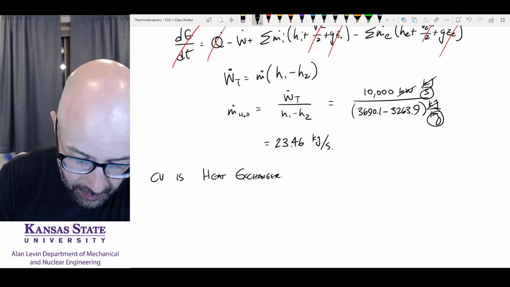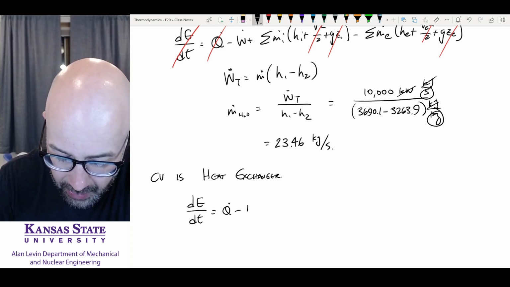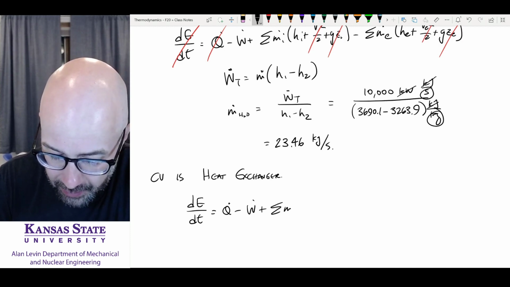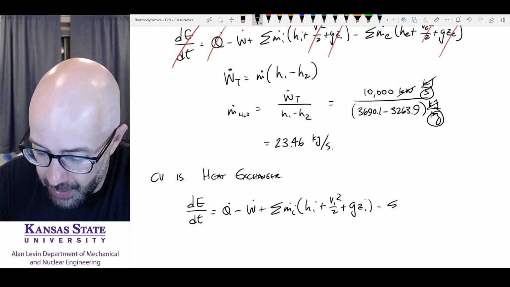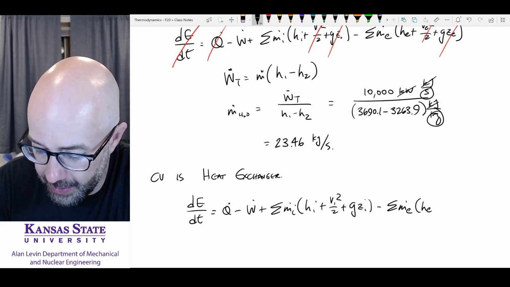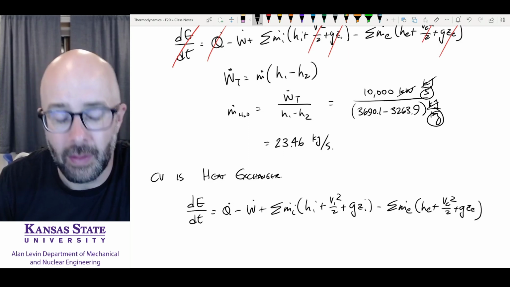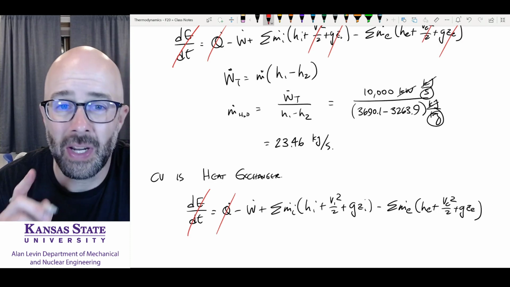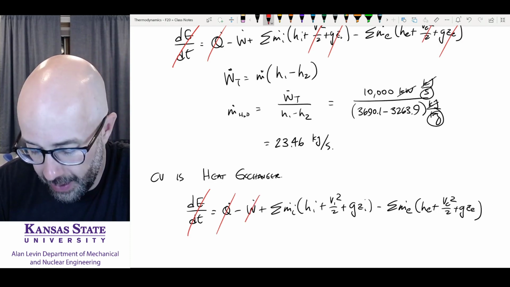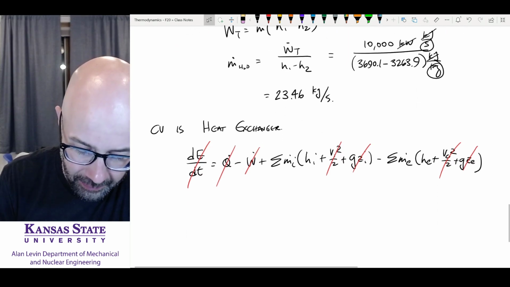What is that going to show us? So we're going to say that the change in energy of the control volume with respect to time is equal to Q dot minus W dot plus the summation of my mass flow rates in times my enthalpy in, kinetic energy in, plus my potential energy in, minus the summation of my mass flow rate exiting times my enthalpy exiting, kinetic energy exiting, plus my potential energy exiting. Okay, and so steady state, heat exchanger is going to have no heat transfer, no power, and no kinetic or potential energy effects. And we're going to get ourselves down to this.